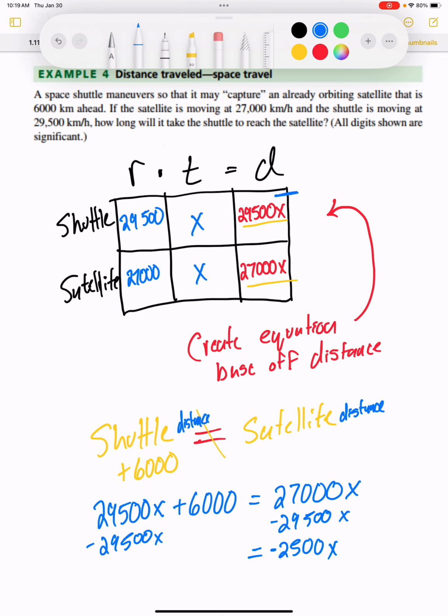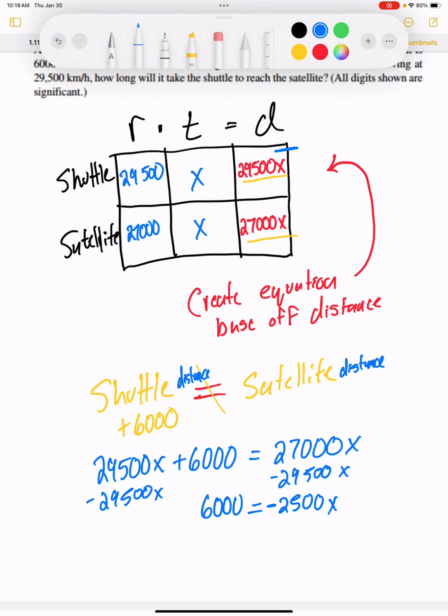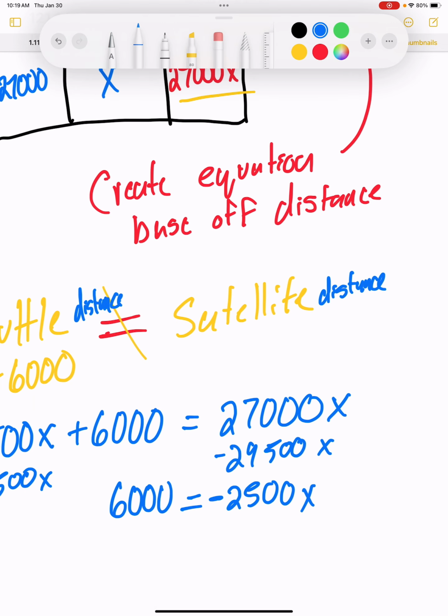Then I got negative 2,500x, and we're talking about 6,000, right? All right. And then I want to get that x by itself, so I divide by negative 2,500, negative 2,500. All right, 6,000 divided by negative 2,500, and I got negative 2.4, and we're talking about x. All right, now x is negative 2.4.